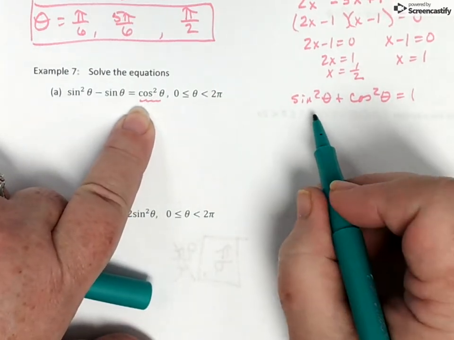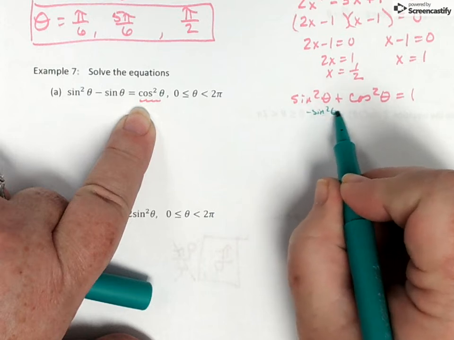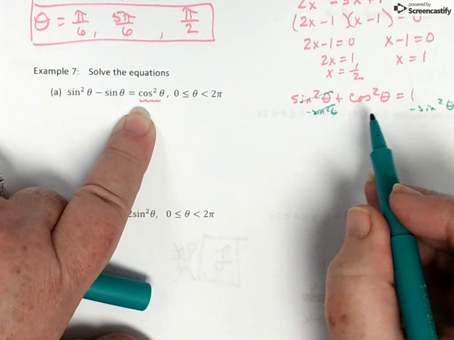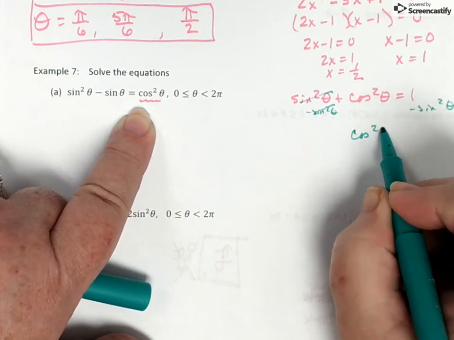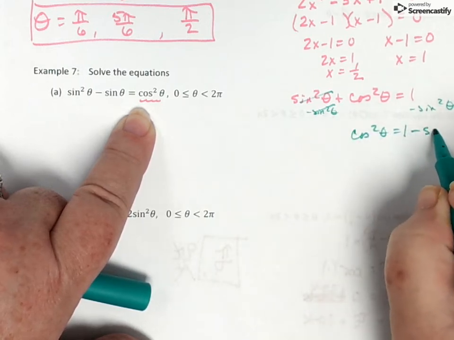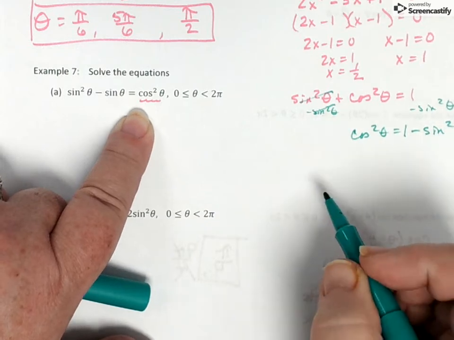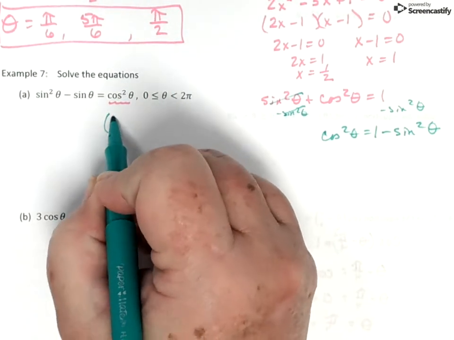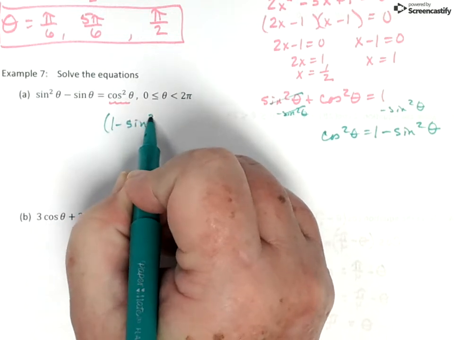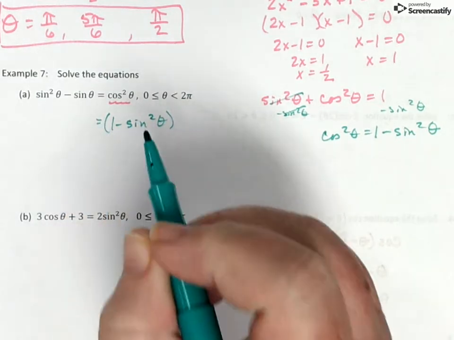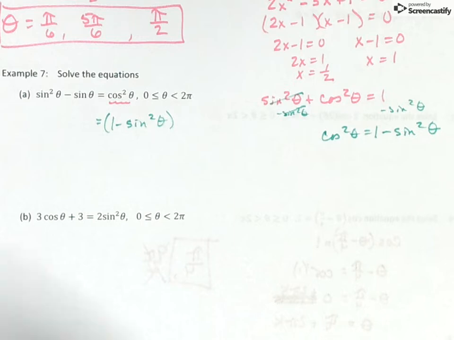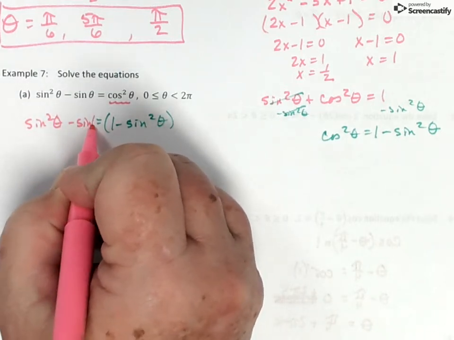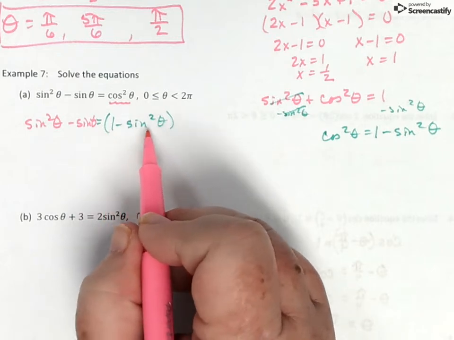And how would I do that? By subtracting sine squared theta from both sides. And that cancels, that becomes 0, and I would get cosine squared theta equals 1 minus sine squared theta. Well, now I can replace this with 1 minus sine squared theta. Now the rest of the problem stays the same. It's still sine squared theta minus sine of theta equals 1 minus sine squared theta.